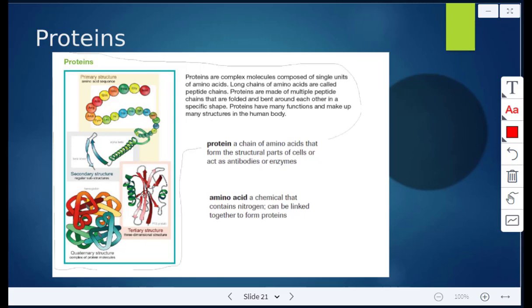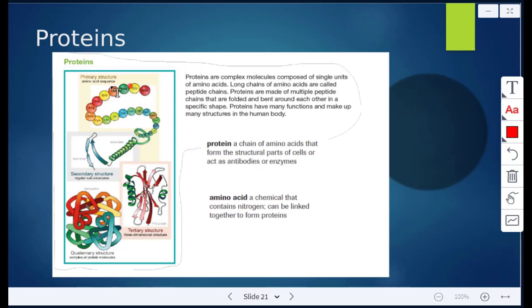All right, so today's class, we're going to finish up 6.1. Today we're going to look at proteins and nucleic acids. So proteins, these are complex molecules composed of single units of amino acids. So long chains of amino acids are called peptide chains. And then proteins are made of multiple peptide chains that are folded and bent around each other in a specific shape.